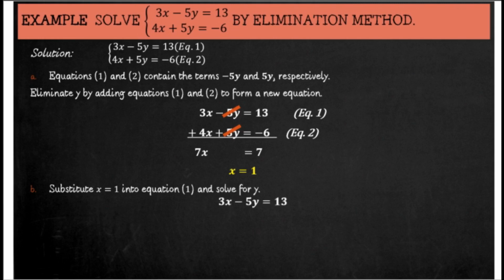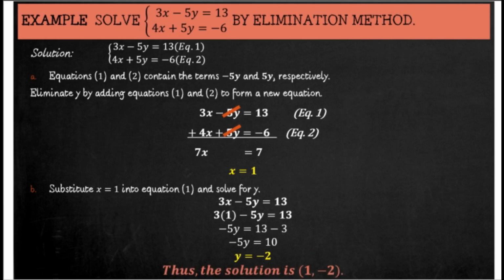Our equation 1 is 3x minus 5y equals 13. Substitute 1 in place of x. We have 3 times 1 minus 5y equals 13. Simplifying this gives us negative 5y equals 13 minus 3. Negative 5y is equal to 10. Then divide both sides by negative 5. The result is y is equal to negative 2. Thus, the solution for this system is 1, negative 2.